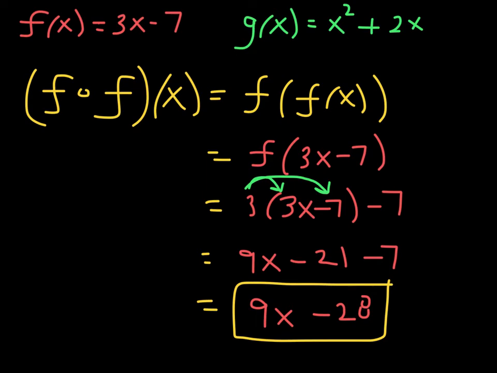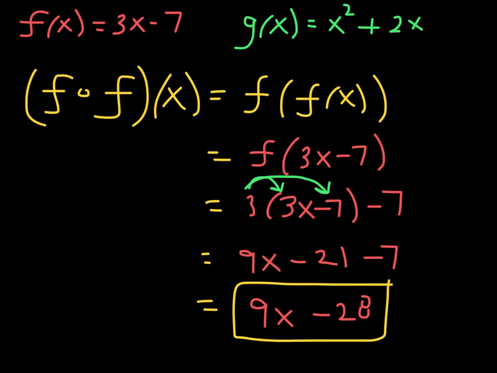F composed with f at x means f of f of x, which is f of, now replacing f of x with 3x minus 7, gives you f of 3x minus 7. Then you take 3x minus 7 and plug that expression into f. So it's 3 times 3x minus 7 and then minus 7. You see me distributing the 3, which gives me 9x minus 21. Combining like terms gives me my final answer of 9x minus 28. All right, cool. There's the function.